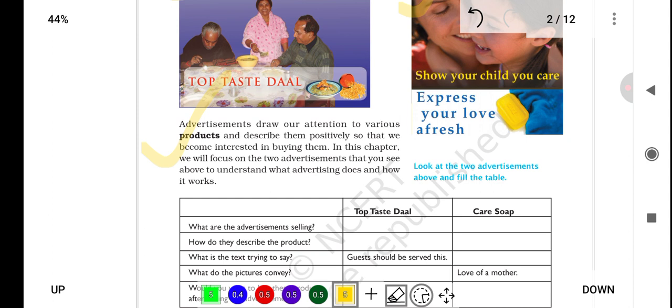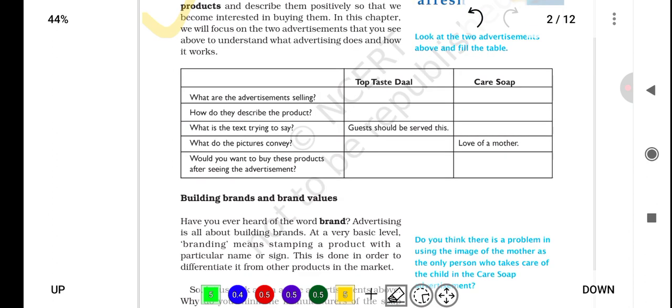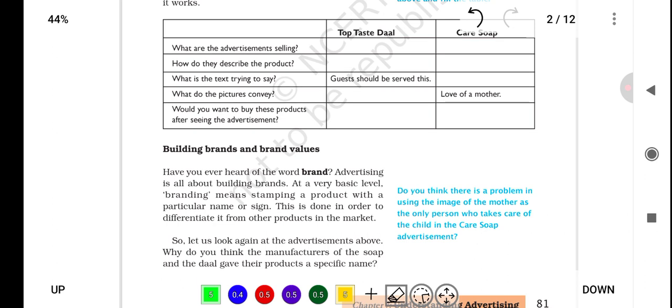If you want, you can have a look at this table and brainstorm on your own what you can fill in these blank spaces. Building brands and brand values. Have you ever heard of the word brand? Advertising is all about building brands. At a very basic level, branding means stamping a product with a particular name or sign. This is done in order to differentiate it from other products in the market. So let us look again at the advertisements above. Why do you think the manufacturers of the soap and the dal gave their products a specific name?